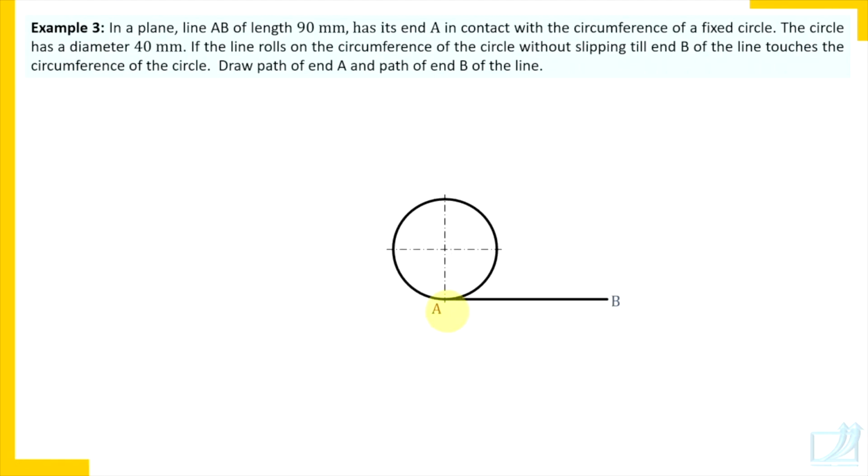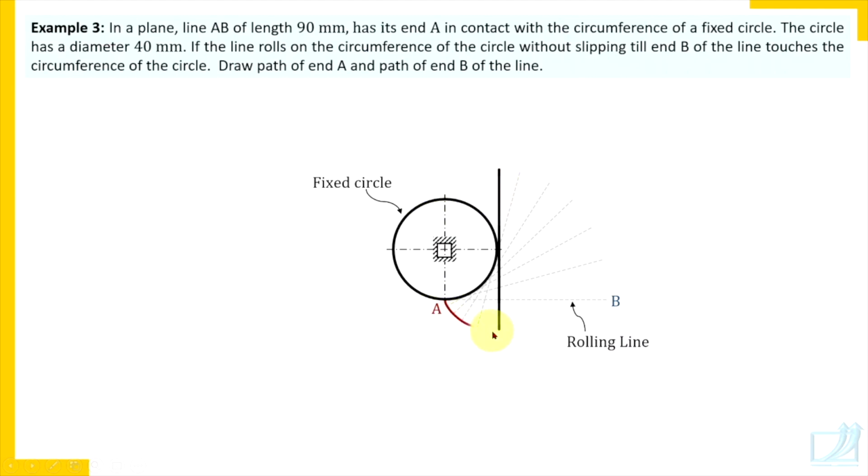Visualize the line rolling. Here it is a fixed circle and the line rolls on the circumference of the circle. Point A moves away from the circle. Point B moves closer to the circle. And it is clearly given in the problem that end B comes in contact with the circle. So we should continue this rolling of the line over the curve so that end B comes in contact.